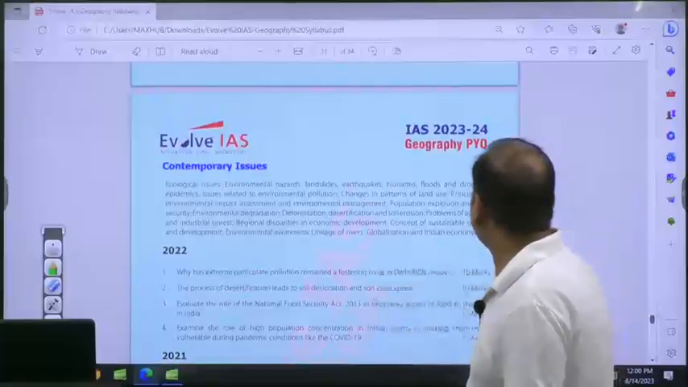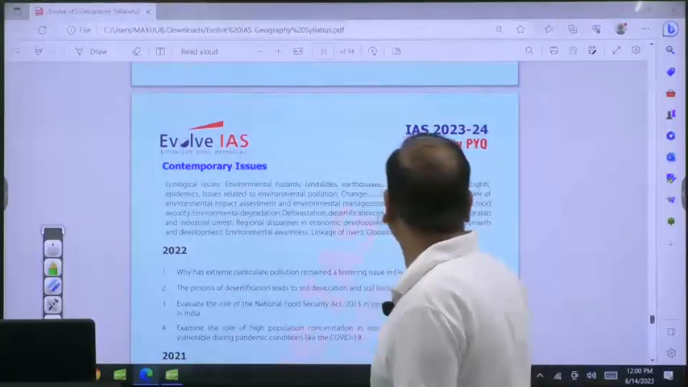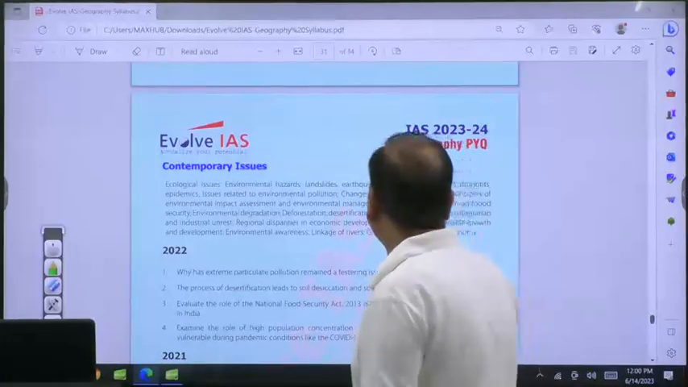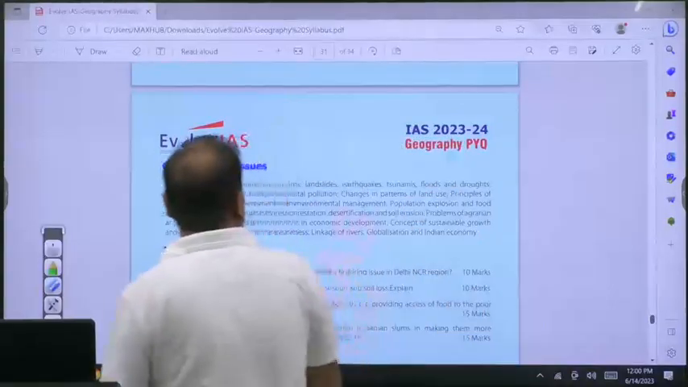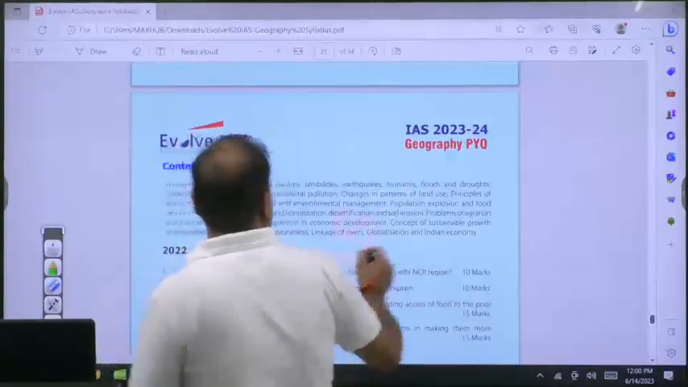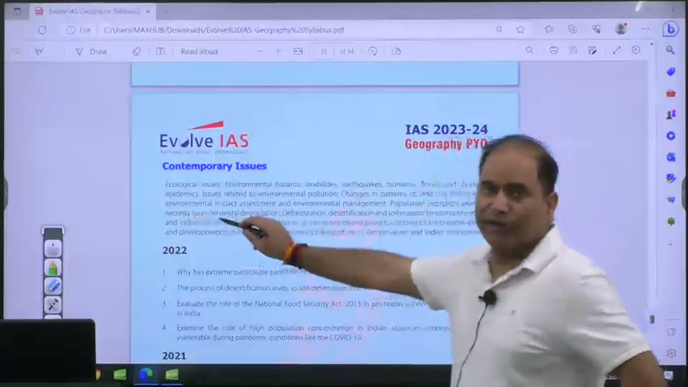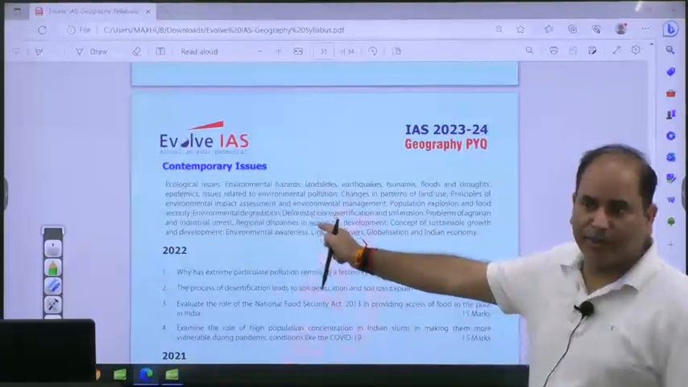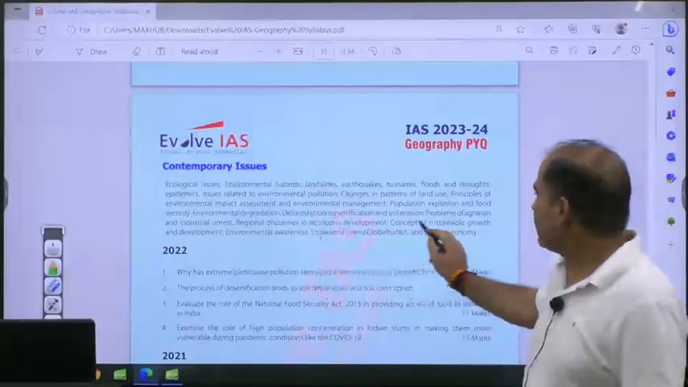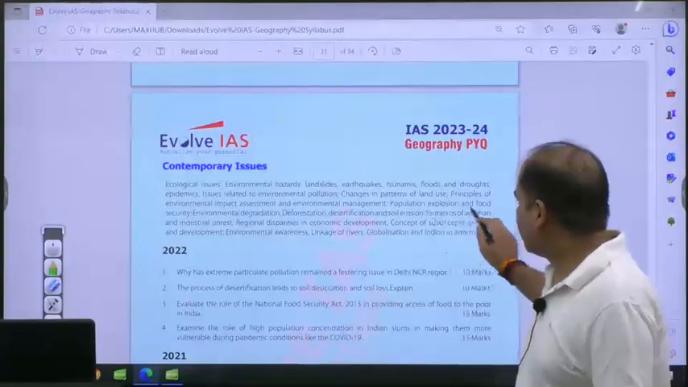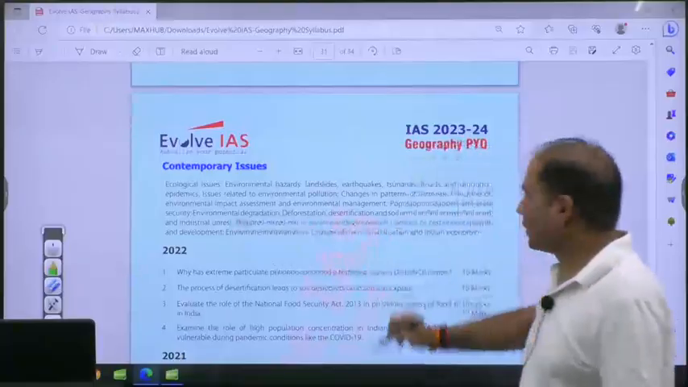Here also you will have food security. So food security is part of your population explosion and food security. So in contemporary issues, that is chapter number 10, you will have a topic called population explosion and food security.